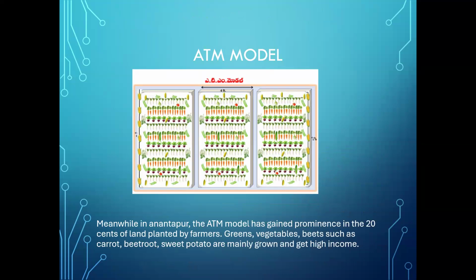Meanwhile, in Anantapur, the ATM model has gained prominence in the 20 cents of land planted by farmers. Greens, vegetables, and root crops such as carrot, beetroot, and sweet potato are mainly grown and bring high income.